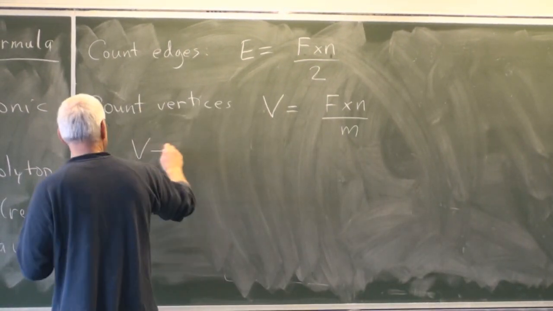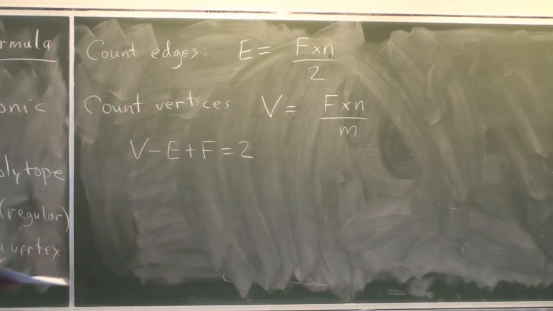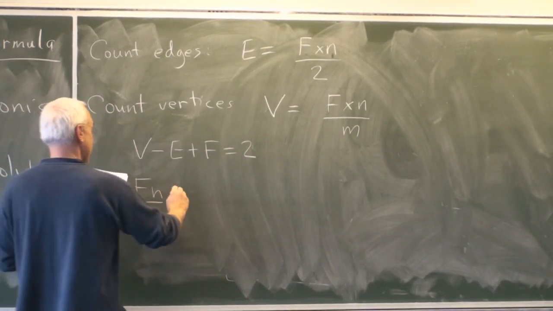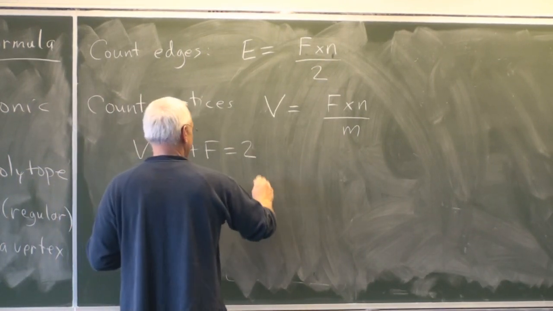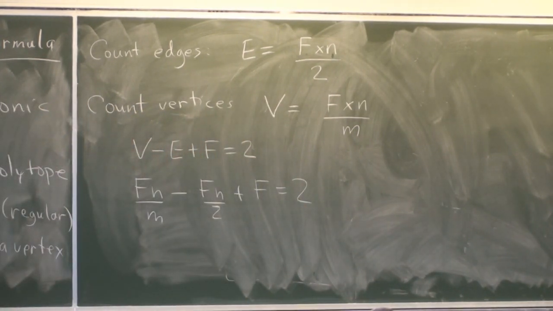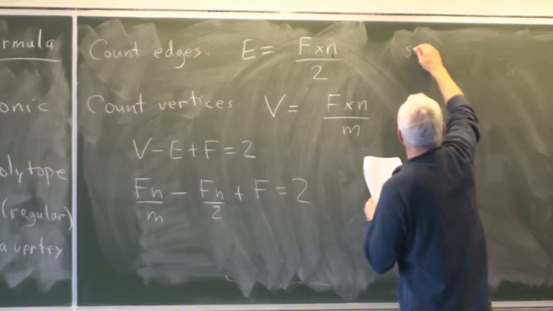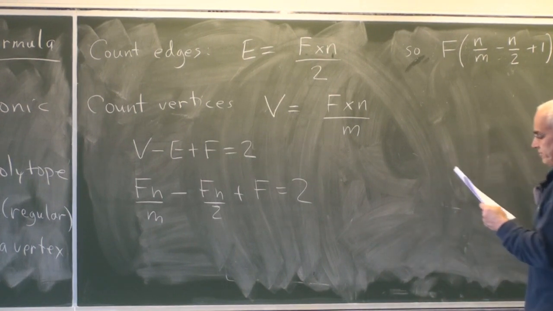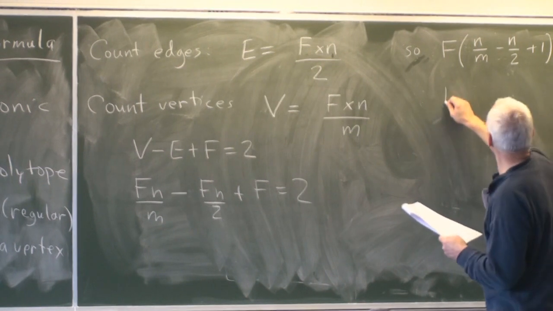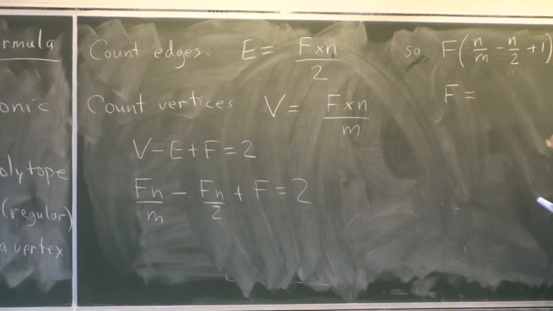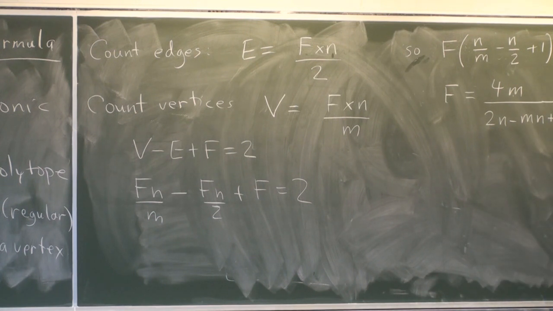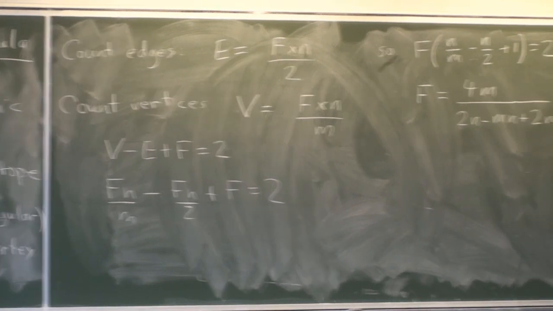Okay, so now we can introduce Euler's celebrated formula, v minus e plus f equals 2. And we're just going to plug these values in. So we get f times n over m, that's the number of v, minus f times n over 2 plus, well, f equals 2. And so f times n over m minus n over 2 plus 1 equals 2. And if we get a common denominator, we can rewrite this as f equals 4m over 2n minus mn plus 2m. So I'm just taking a common denominator here and then rearranging to solve for f.